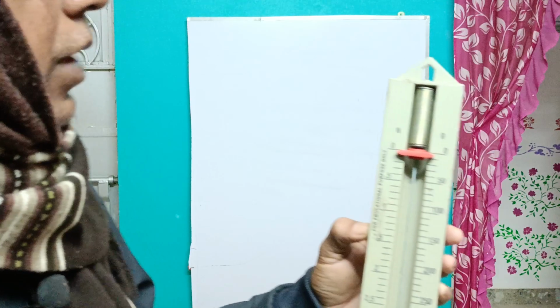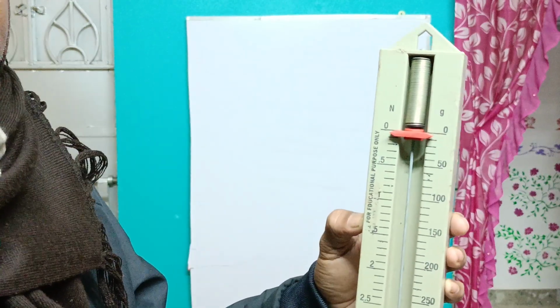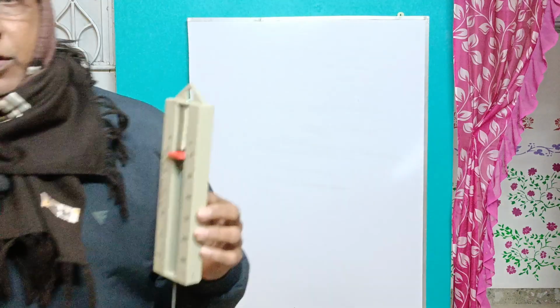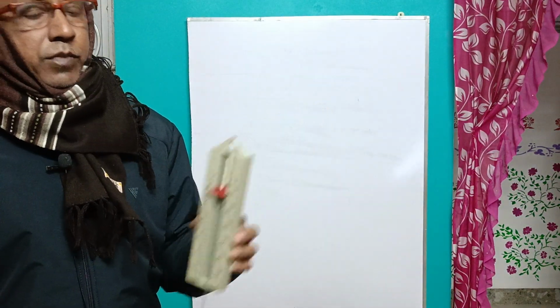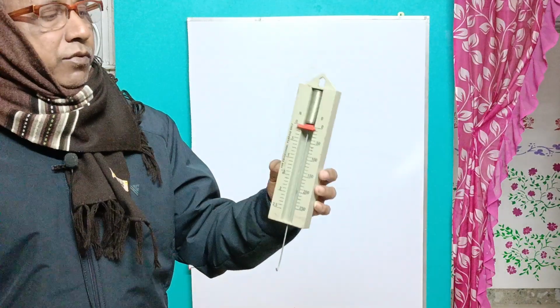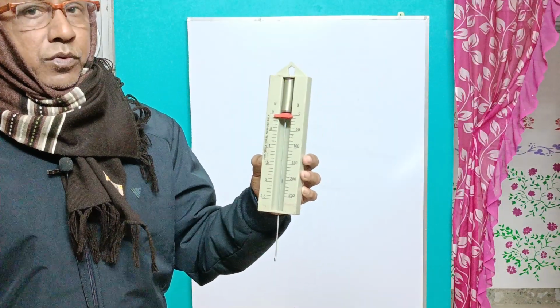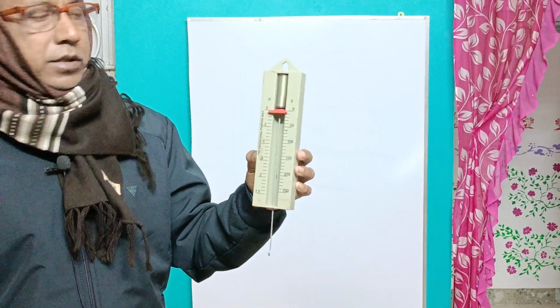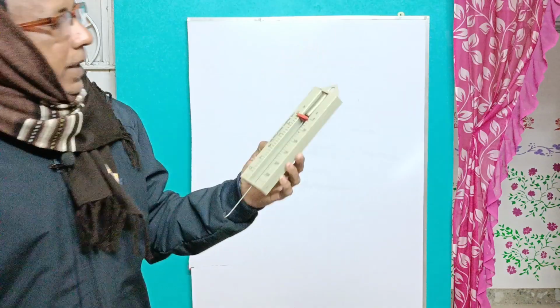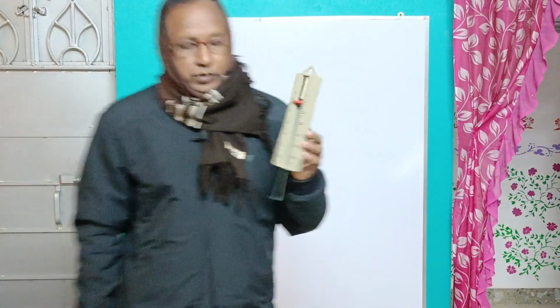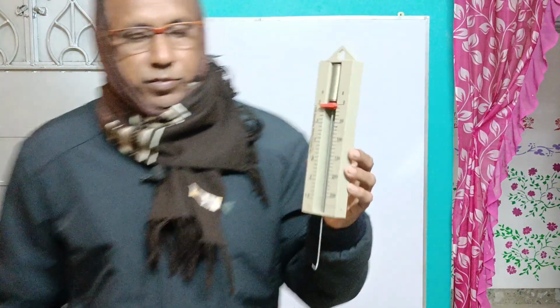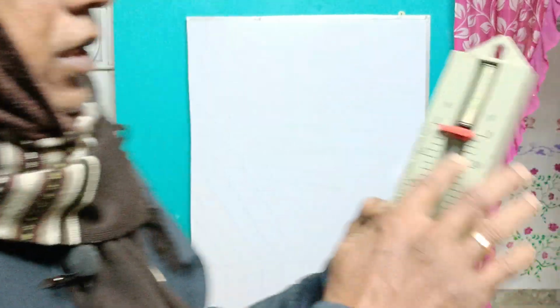Now I will show you how to measure the weight of an object. We already told you that mass can be measured with the help of a beam balance, but weight can be measured with the help of a spring balance, and it works on the principle of Hooke's law, right? Now we will show you how to measure the weight of an object. Before that, you have to find the least count.